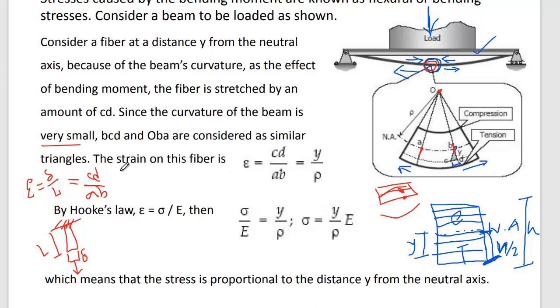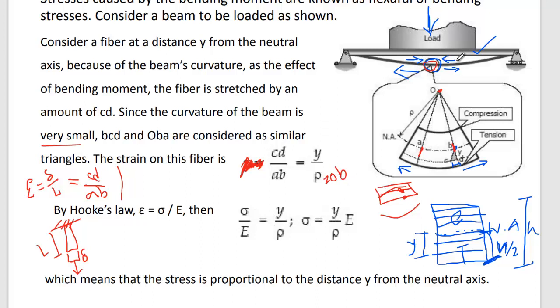Okay, if you understand up to this, keep it aside. Now, if you consider OAB and BCD are similar triangles. From these two similar triangles, we can say that, now forget about epsilon E, CD by AB, have a look, CD by AB equals Y by rho. That means rho, you can say rho A, or sorry, rho B, OB.